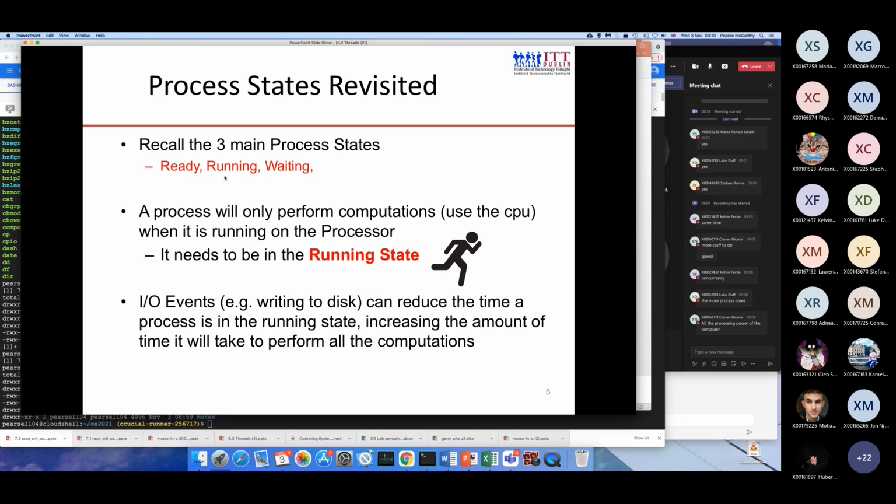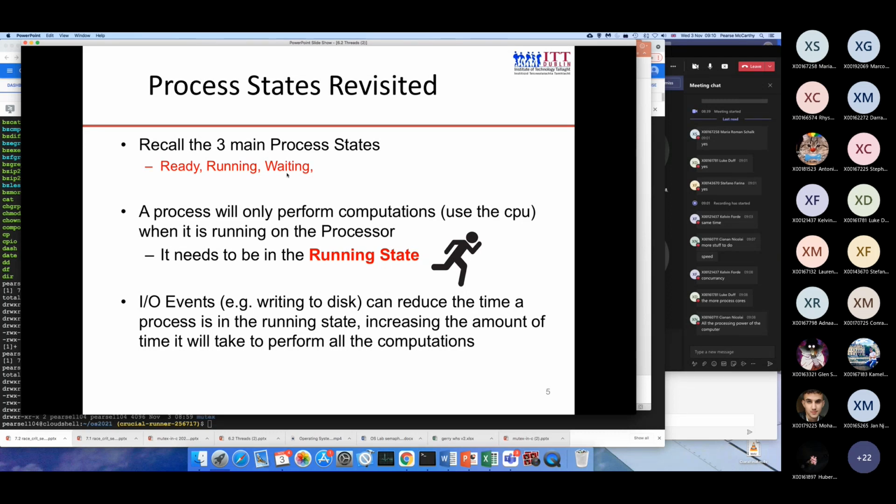And it might be your quantum. So if you're just flicking between ready and running, remember you're just probably number crunching, your quantum is up and you're hoofed back here, someone else goes in for a quantum, right? If you're in waiting, it means that you're waiting for something to happen.